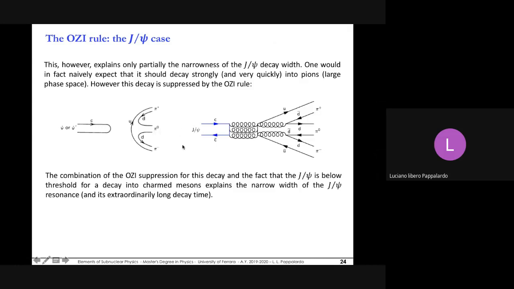And so indeed it is the combination of these two effects: the OZI suppression for this decay, and the fact that the J/psi is below threshold for a much more straightforward decay into charmed mesons, that explains the narrowness of the J/psi width, and of course its extraordinarily long decay time. So the running alpha strong plays a crucial role also in this kind of decay through the OZI rule.